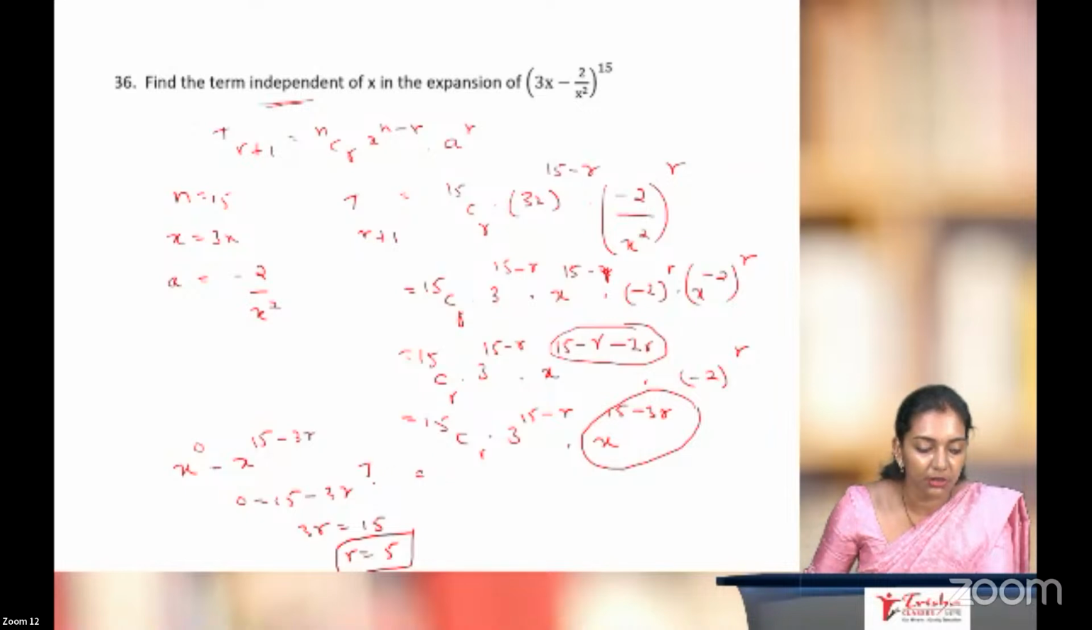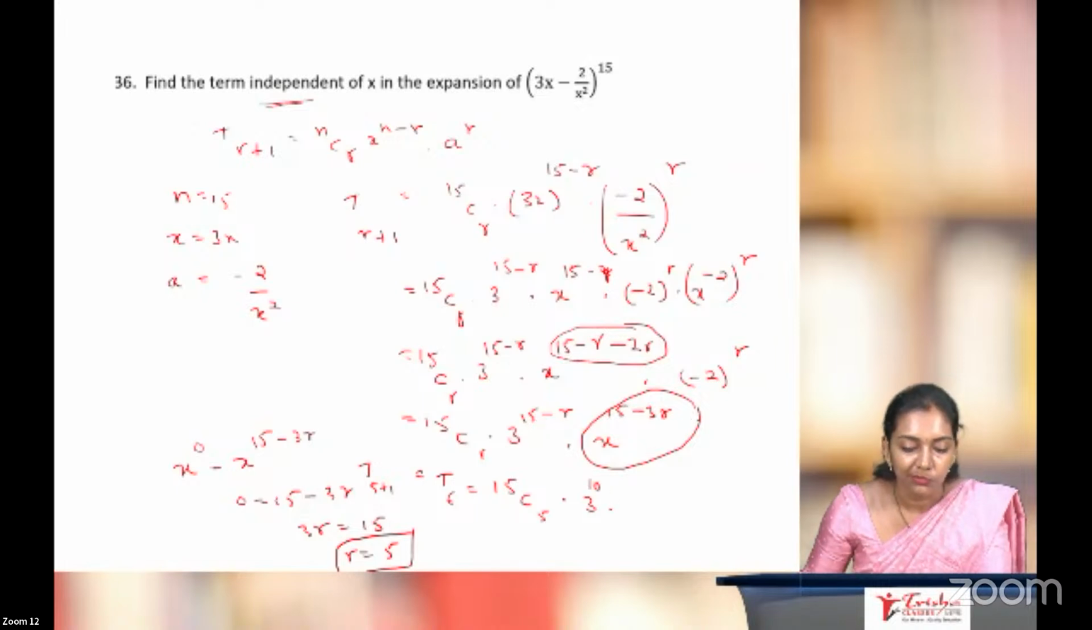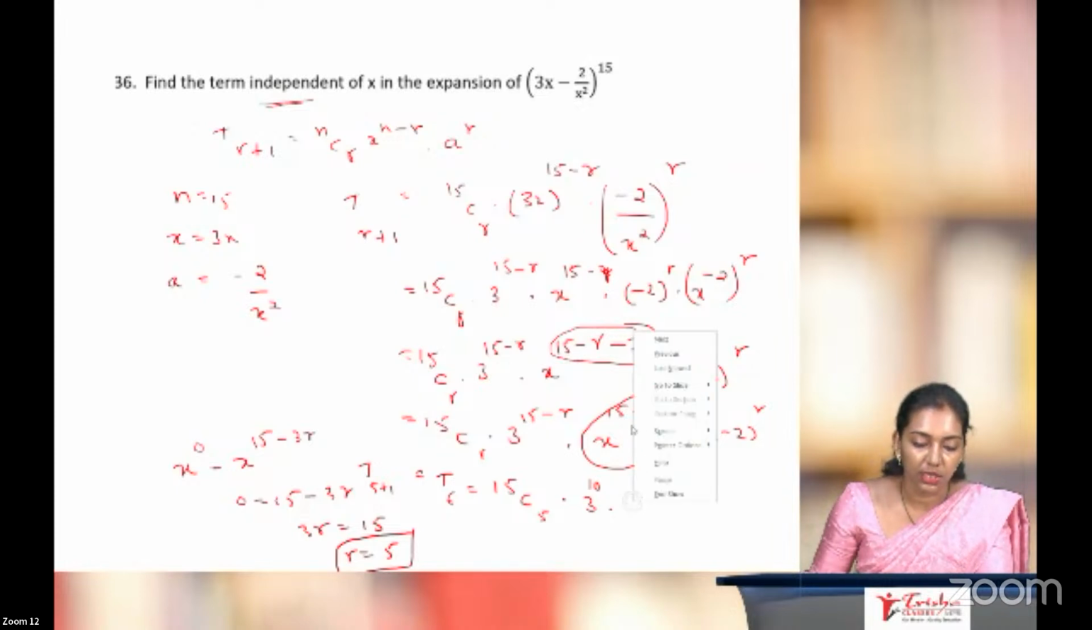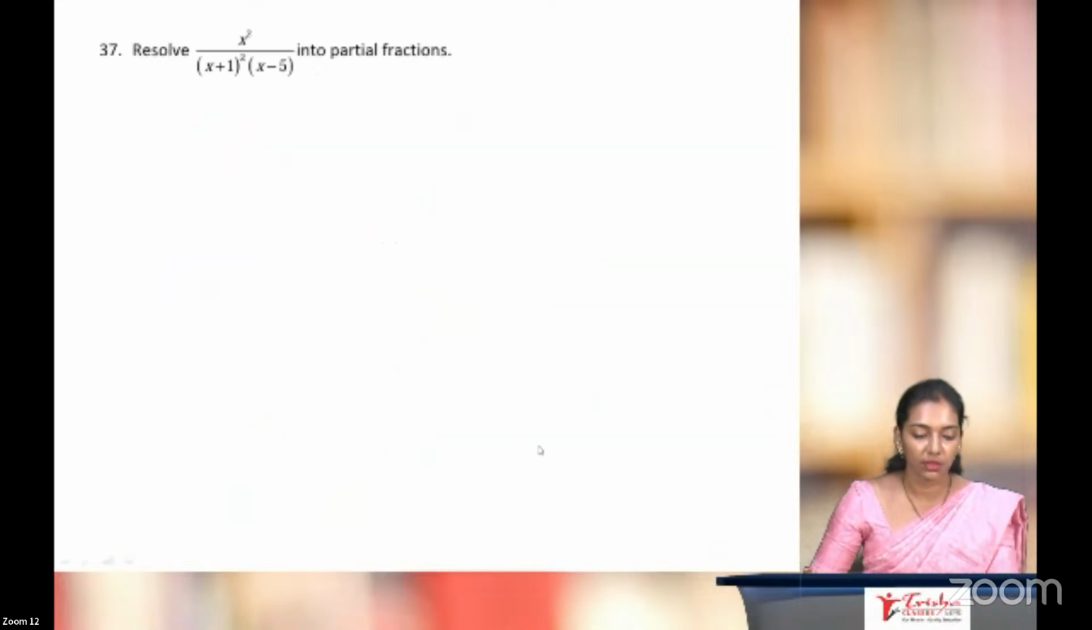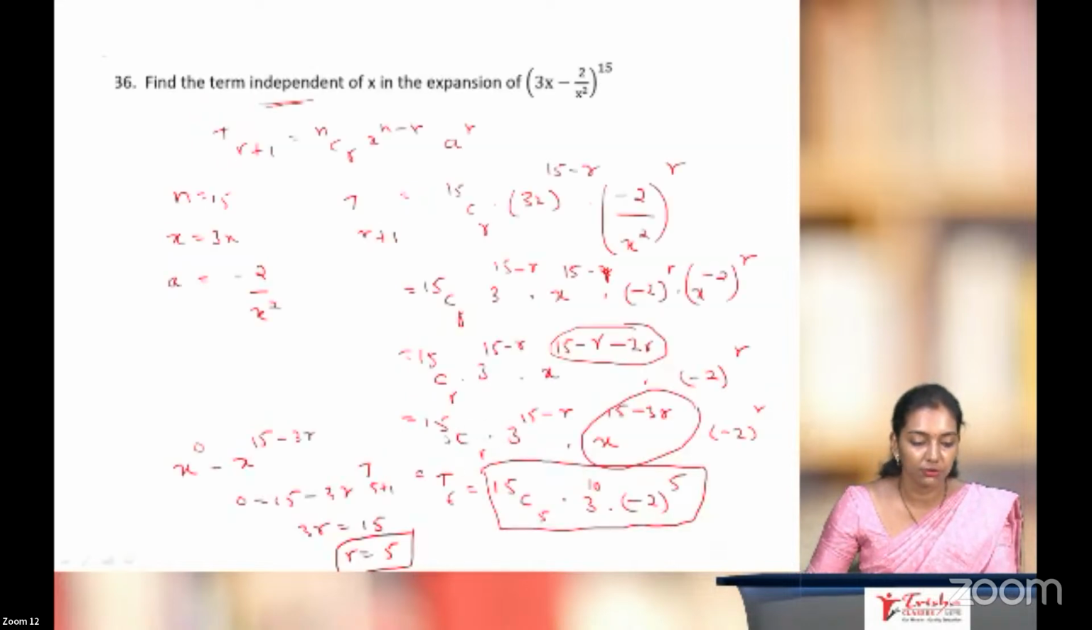Now once you get r value, substitute back in the term. So T(r+1), T(5+1), or it is T6, which is 15C5, 3 to the power 15 minus 5, 3 to the power 10, into x to the power 0, into minus 2 to the power 5. So this is the term which is independent of x. Just note down if you want.